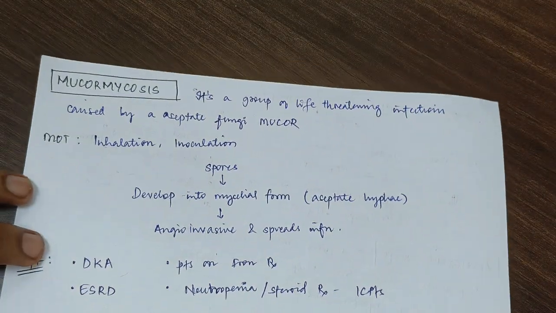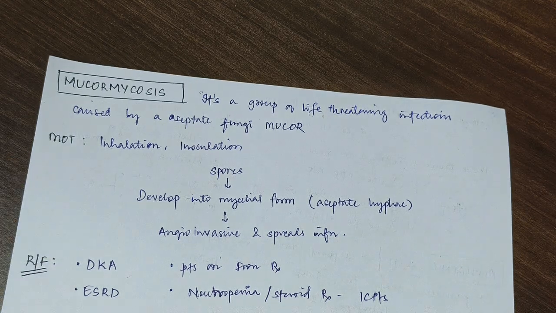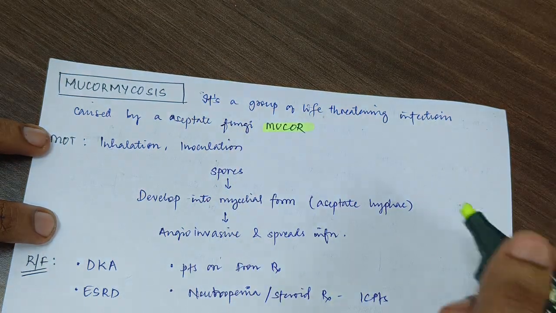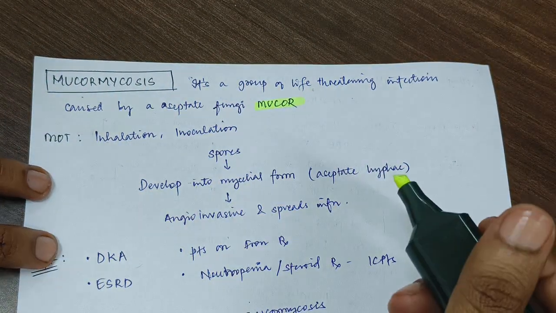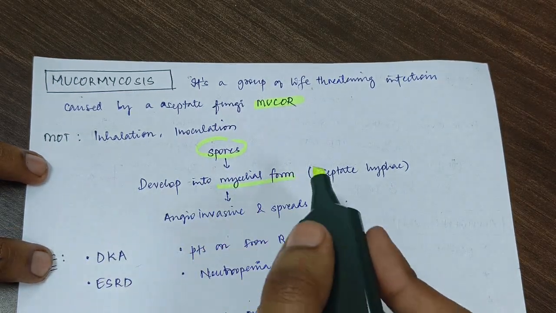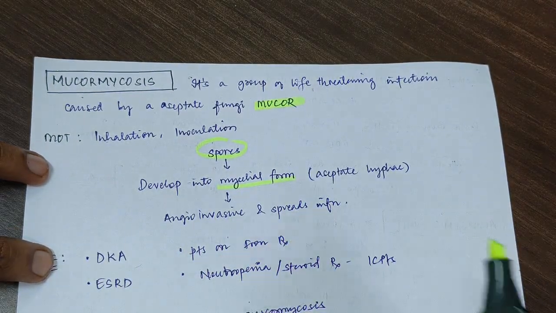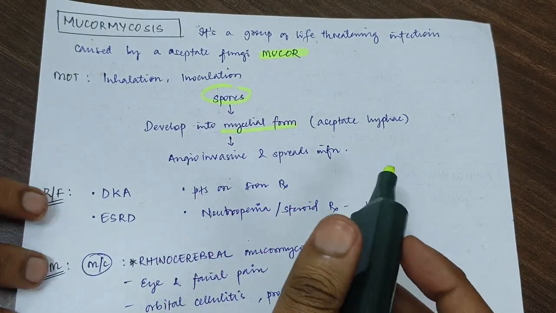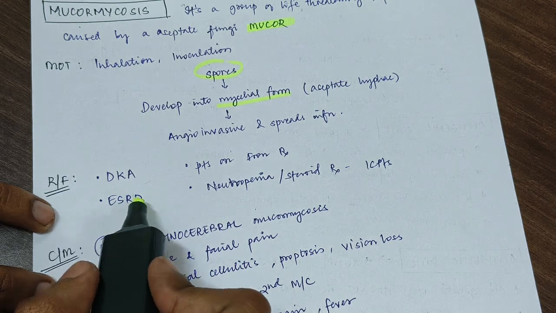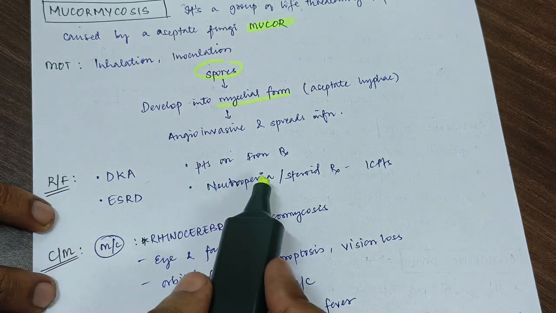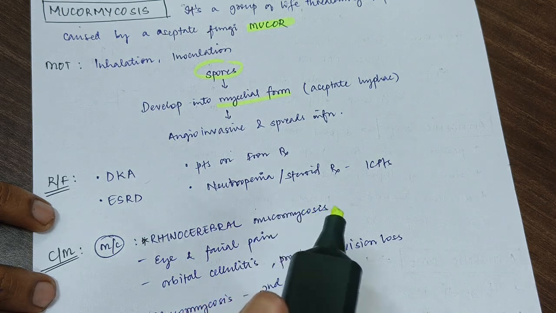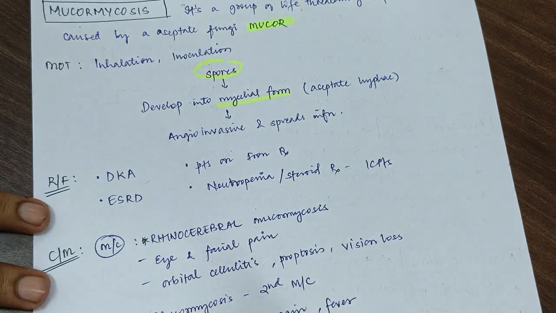Next, going on to the fungal diseases, that is mucormycosis. Mucormycosis is a group of life-threatening infections caused by aseptate fungi called mucor. Inhalation and inoculation are the types of transmission. Here the spores are inhaled and develop into a mycelial form, that is aseptate hyphae. This is angioinvasive, it spreads the infection. The risk factors are diabetic ketoacidosis, end-stage renal disorder patients, patients on iron therapy, neutropenia patients, and steroid treatment, because they are taking steroids and their immunity is suppressed.